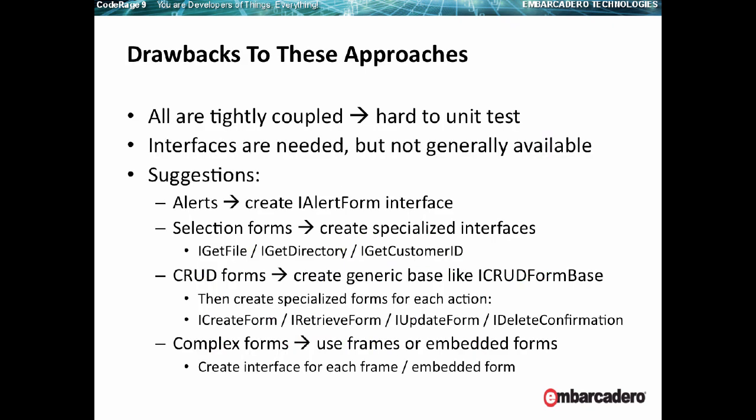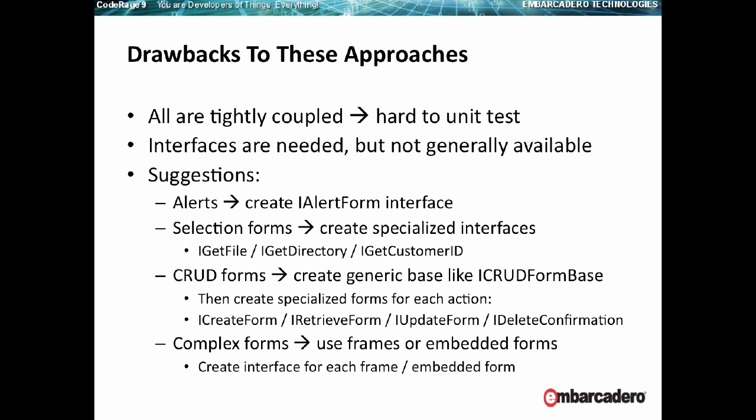So there are some drawbacks to these approaches. First of all, they're all tightly coupled. They're very, very hard to unit test because everything's pretty much cast in concrete in the code. Now, we'd like to use interfaces, but they're not generally available. So there's no IForm to go along with TForm or ICustomForm. So what can we do?